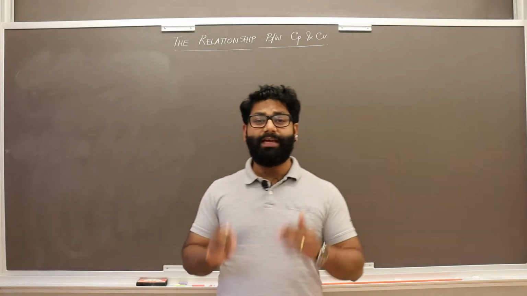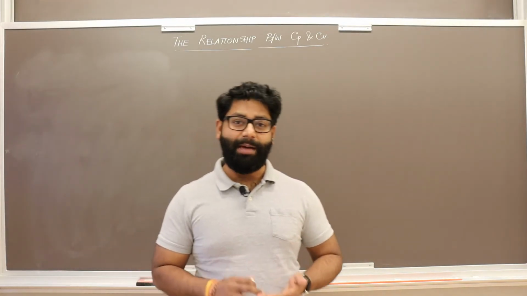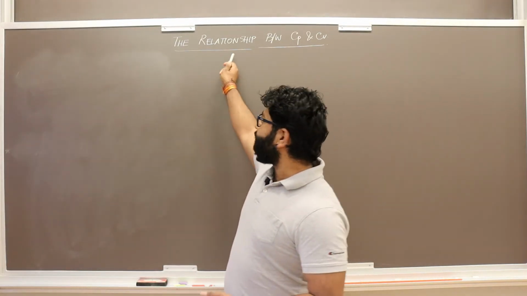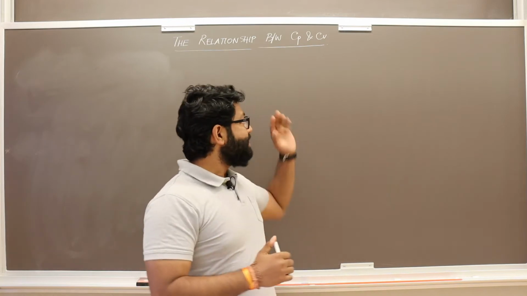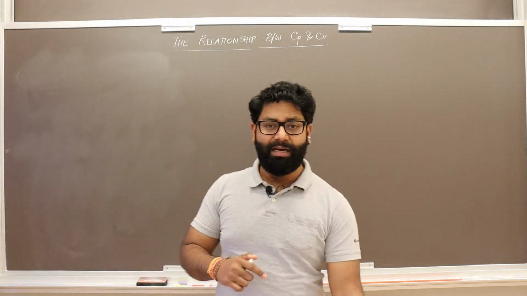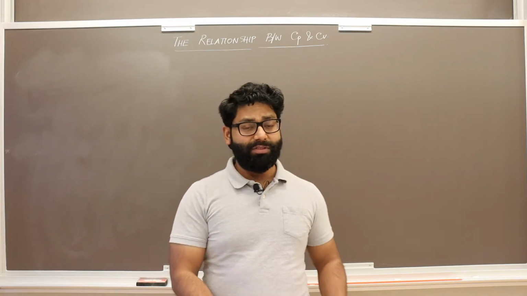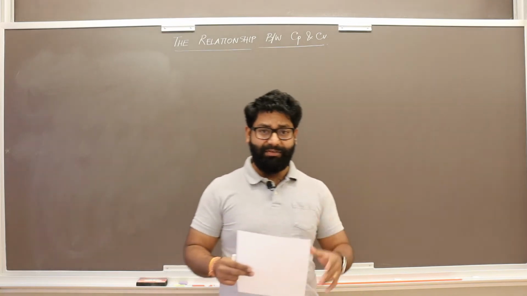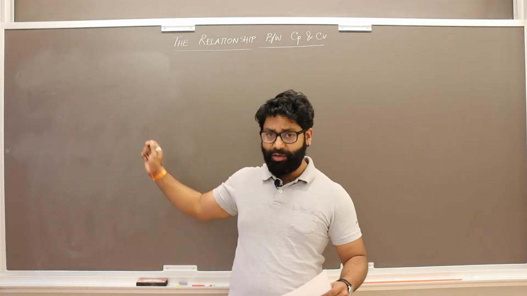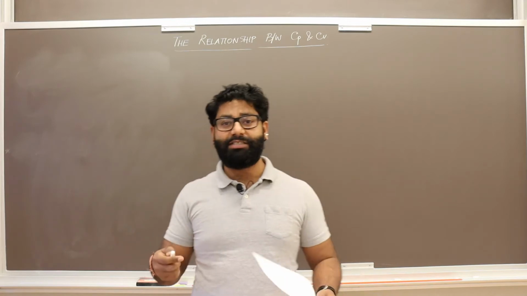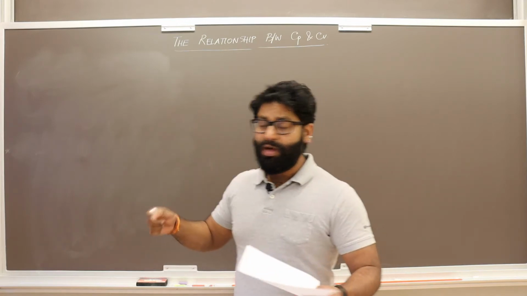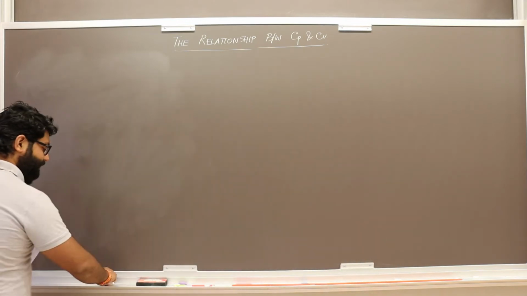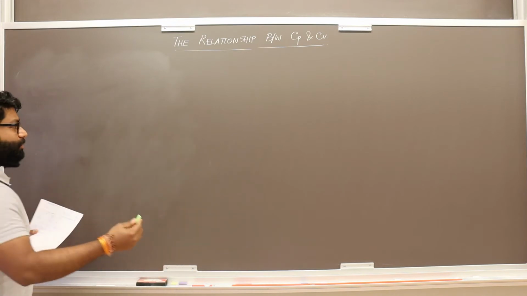Okay, so we continue our discussion of thermodynamics by finding out the relationship between Cp and Cv. In the previous lecture, we saw what was the meaning of Cp and Cv. In this video, we'll see how to find out the relationship between Cp and Cv. So we start out by writing the formula that we already know.